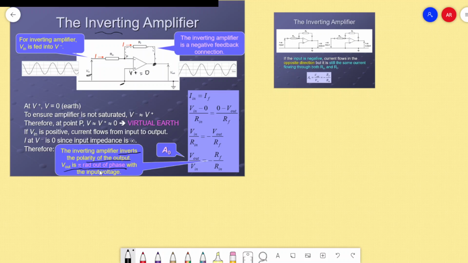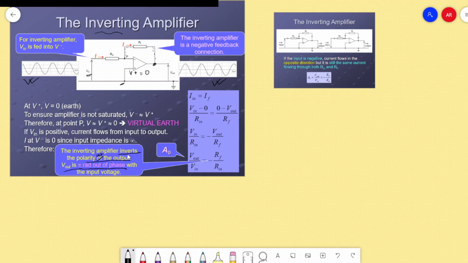The inverting amplifier inverts the polarity of the output, not of the output, at the output of the input, you can say. The polarity at the output is just opposite, inverted, and the output voltage is always pi out of phase with the input voltage. So if the input voltage is a positive sine, the output voltage will become a negative sine. If the input is a positive cosine, the output will become a negative cosine. So you can look at these two diagrams, two graphs.